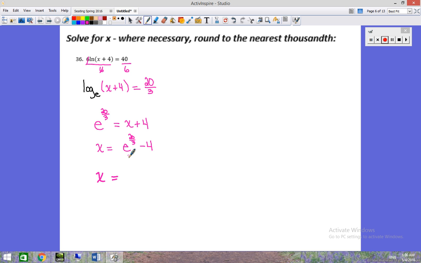Sometimes you'll have to hit an up arrow, referred to as a caret key, to key in the exponent. But I have 20 divided by 3. I need to close that parenthesis to tell it I'm through with the exponent, and then subtract 4. And to 3 decimals, the value that I'm getting for this is 781.772. All right.